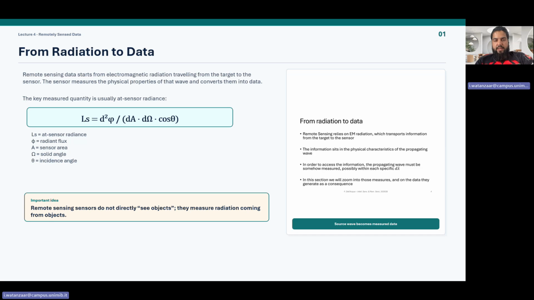In this lecture, the important idea is that remote sensing sensors do not directly see the objects. This is one of the main basic concepts: from such a high distance or altitude, how can the sensor see or visualize the objects on the earth? They measure the radiance coming from the object. We discussed that everything has its own spectral reflectance. Based on that spectral reflectance, the bounced-back electromagnetic waves are captured by the sensor, and from that they derive all this information. So this is the idea from radiation to data.